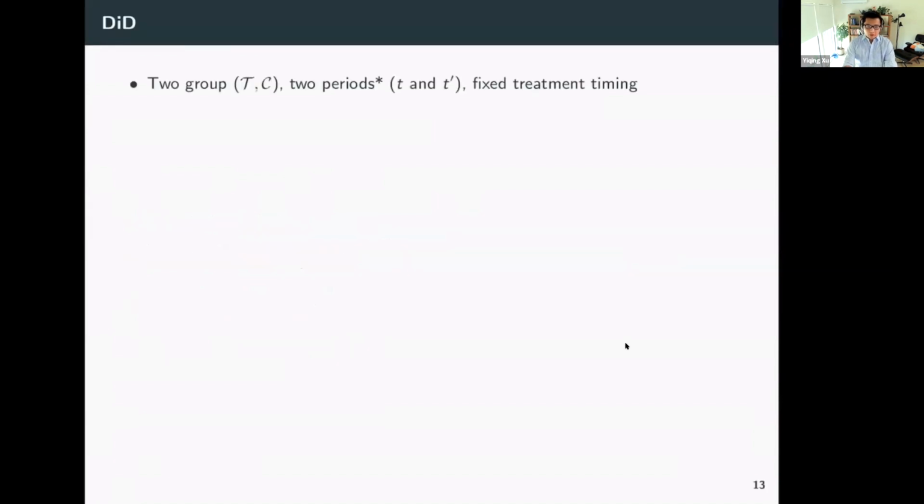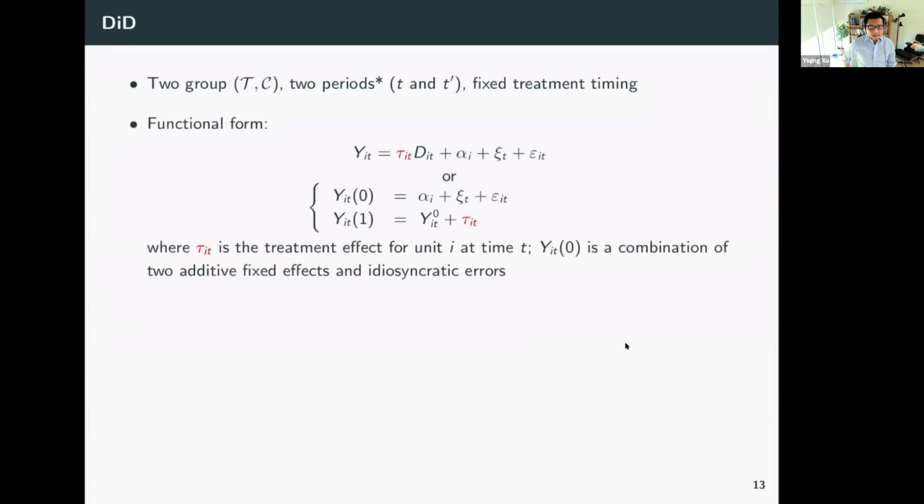Okay, so quick review of DiD. Here, DiD literally means 2 groups, 2 periods. We have 2 groups, treatment and control, and 2 periods, T and T prime. And the timing is fixed. So the treatment group gets treated in the 2nd period. With DiD, you have a functional form assumption.